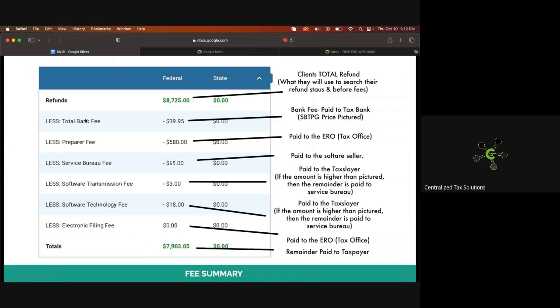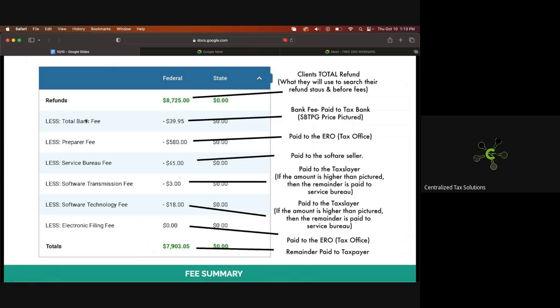So last year, Santa Barbara was $39.95 as pictured. Refund Advantage was $34.95, and they both went up $5. So now Refund Advantage is $39.95, and Santa Barbara is $44.95. And it's just the cost of living, inflation, all those things, which I also explain to my clients, just as far as why my prices increase typically every year.